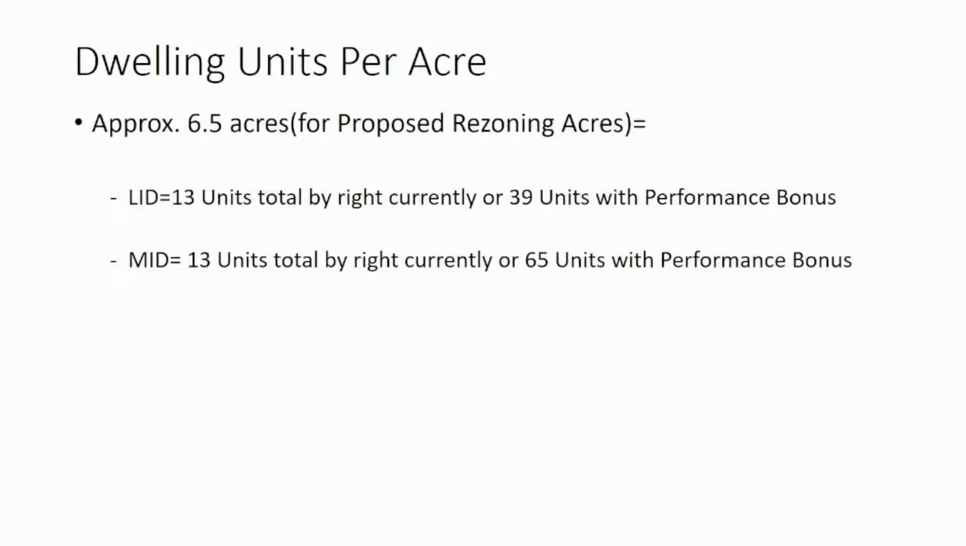On a site like this at 6.5 acres, LID would be 13 units base, or possibly 39 units maxing out with performance points. We've had many of those on our agenda, so this is just a refresher. But MID, also at 2 dwelling units per acre, gives it 13 units on just those two proposed rezoned acres, which would push it up to 65 total max units if it was using performance density bonus points.